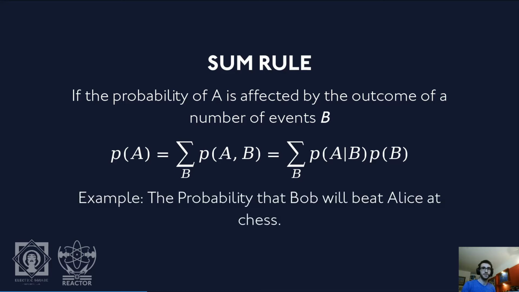And just to give some intuition for this one, if we're trying to work out the probability that Bob will beat Alice at chess, and we know the probability that Bob will beat Alice at chess when starting with blacks, and also the probability that Bob will beat Alice at chess when starting with whites, we can multiply those two probabilities by the probabilities that Bob will start with either of those colors, add them, and we will then know the probability that Bob will win at chess if they were to play a game.